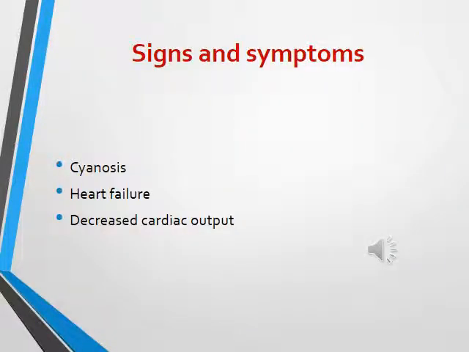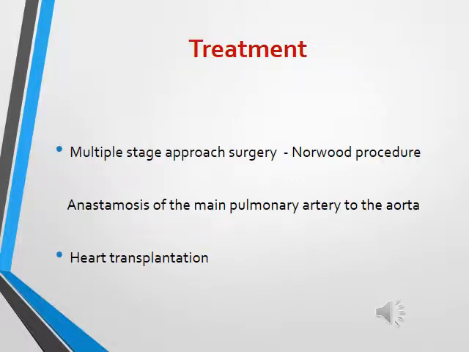Signs and symptoms: cyanosis, heart failure, and decreased cardiac output. Treatment: multiple stage approach surgery, that is called the Norwood procedure. In the Norwood procedure, there is anastomosis of the main pulmonary artery to the aorta, and if it is severe, heart transplantation.